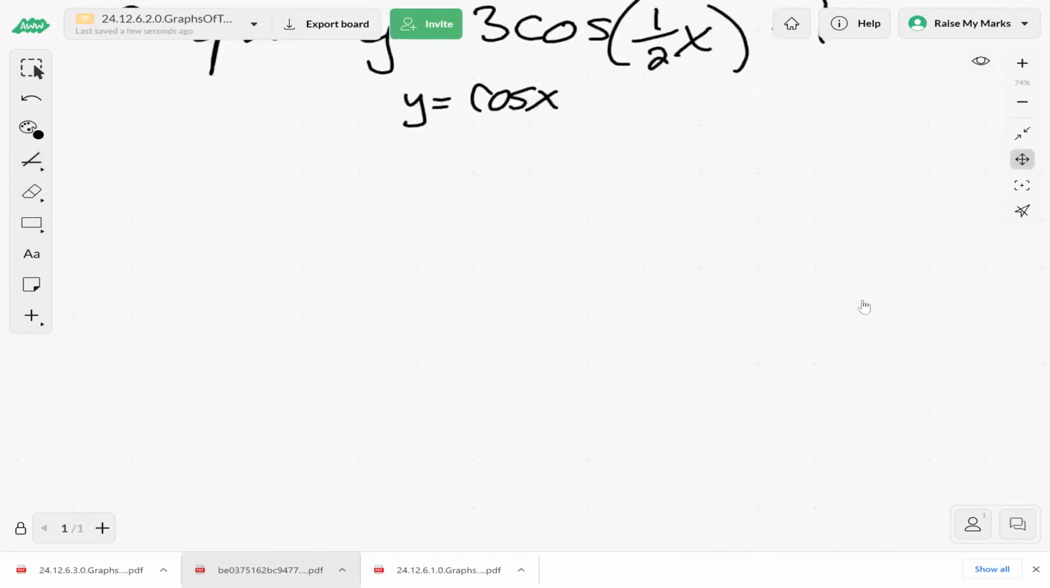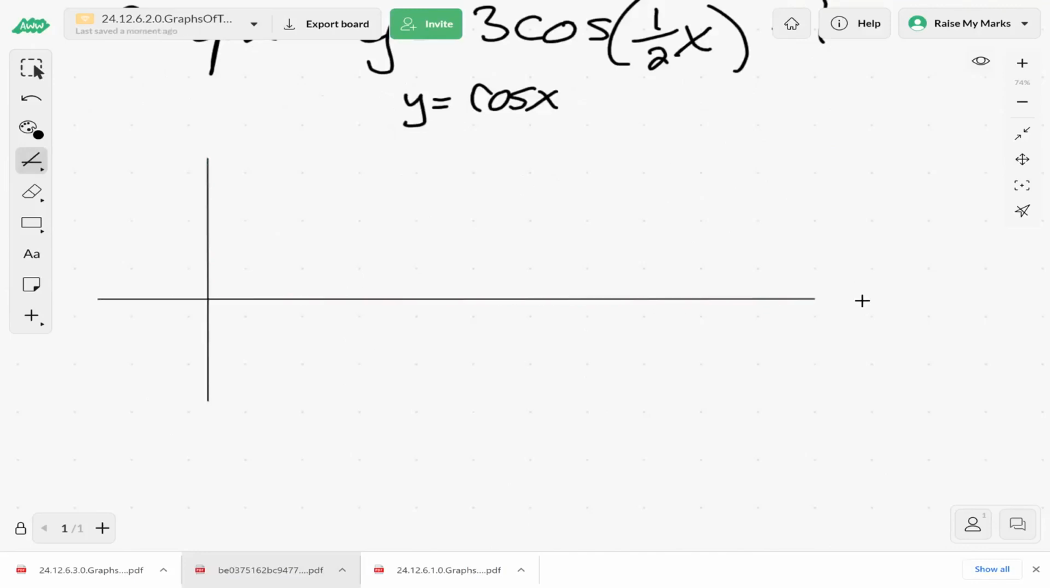We'll just do one period, because that's all we need to really see what's going on. So what's the period of cos x? The period of cos x is 2 pi. So let's take that 2 pi interval and divide it up into 4 equal intervals. So we have pi over 2, pi, 3 pi over 2, and 2 pi, and of course we start at 0. Our amplitude for cosine is 1.